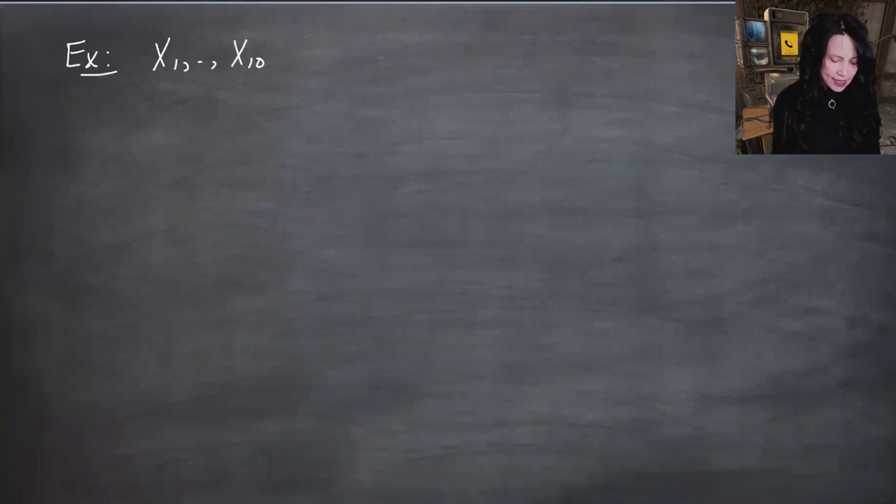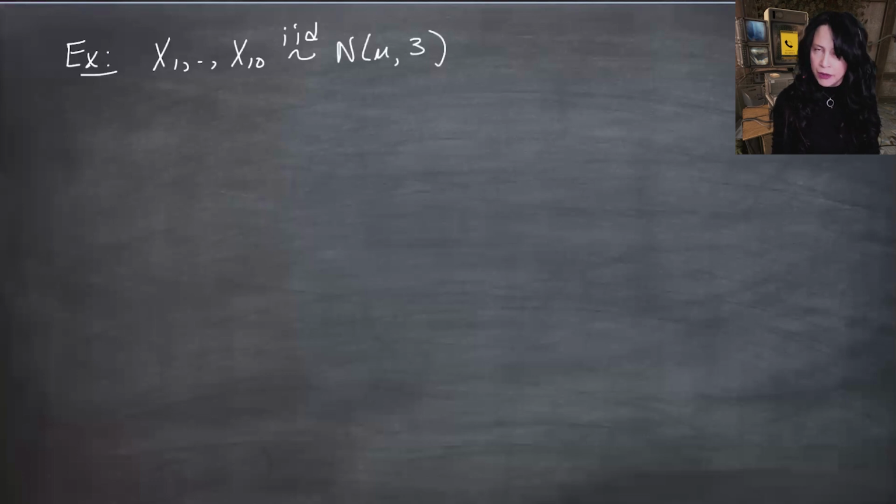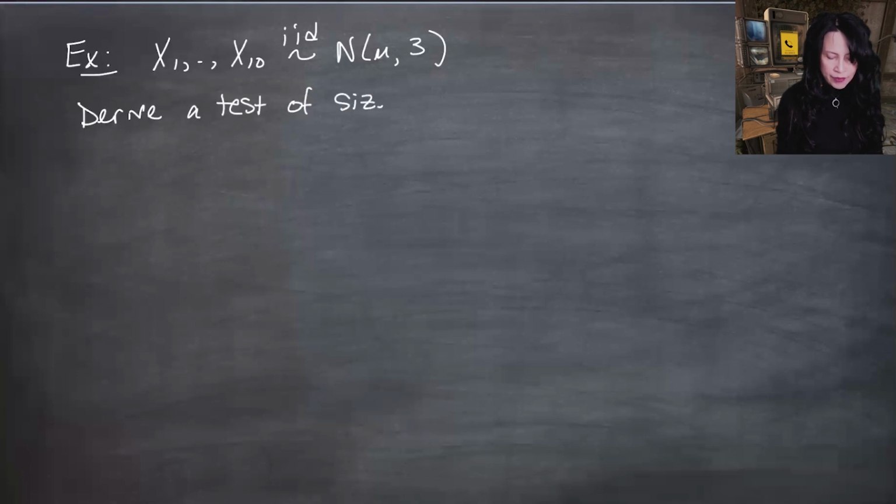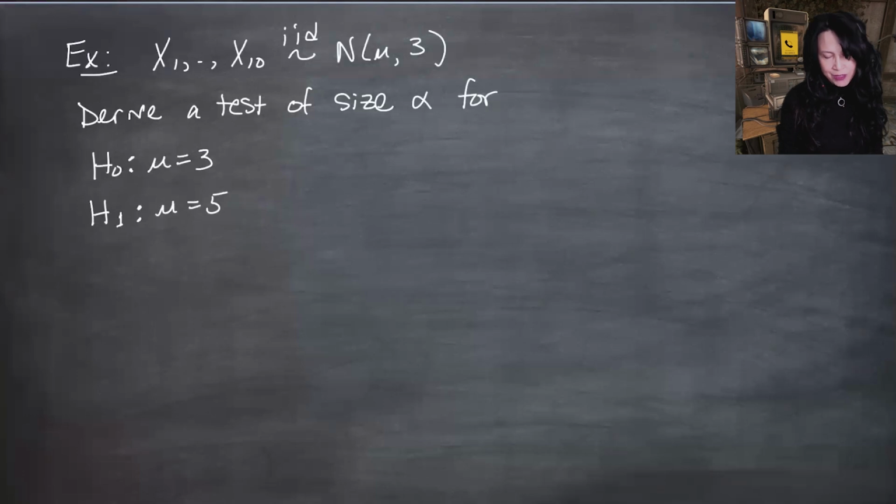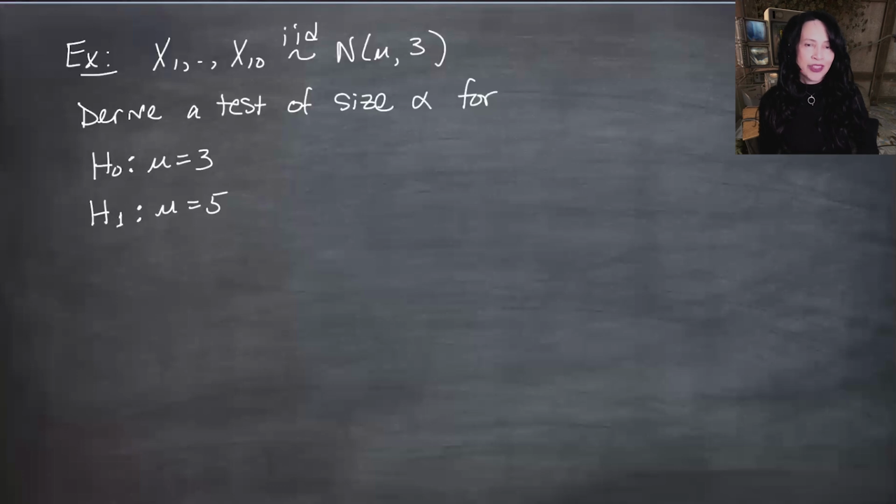For my first example, I'm going to keep this one very concrete with lots of numbers. Suppose I have x1 through x10, so n is 10, IID from a normal distribution with mean mu and a known variance, and I'm going to make it look really known, 3. I want to derive a test of size or level of significance alpha for this set of hypotheses. I'm going to say either mu is 3, which is assumed to be true, and we're going to look for evidence that the mean is really 5, or at least greater than 3. So it's more likely to be the 5 than the 3.